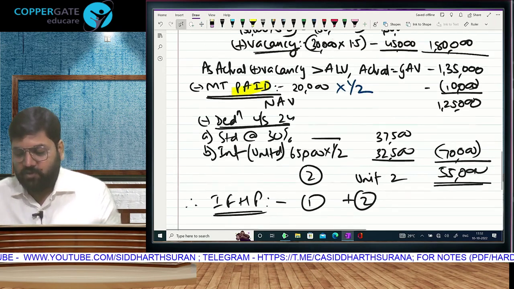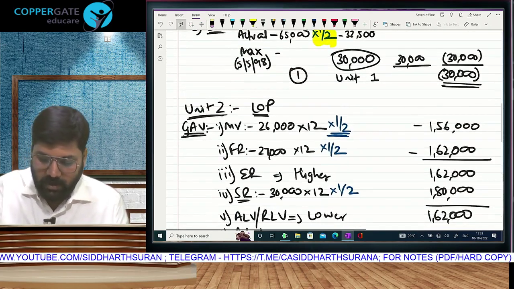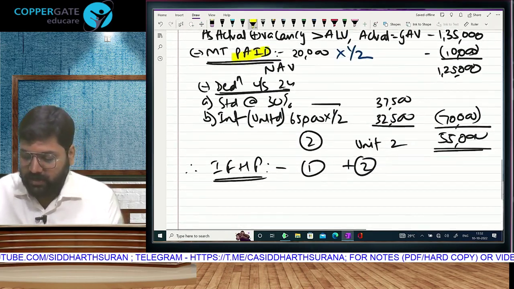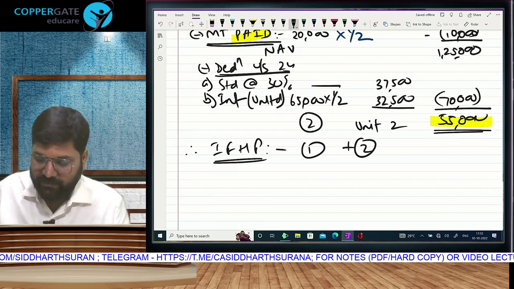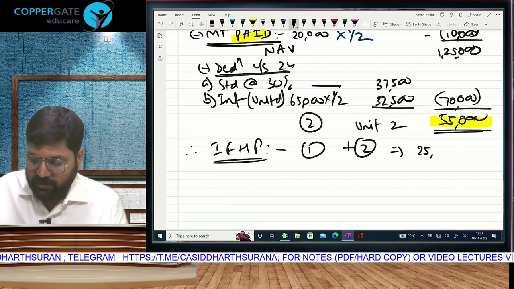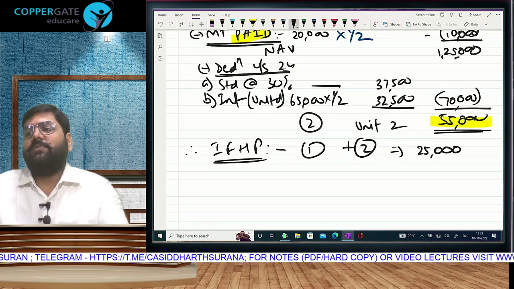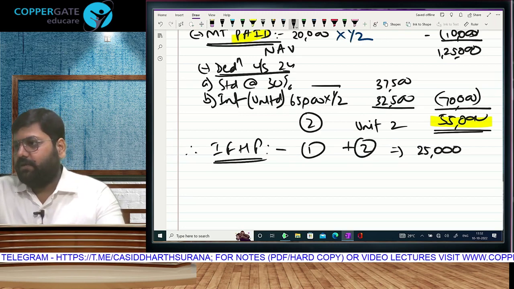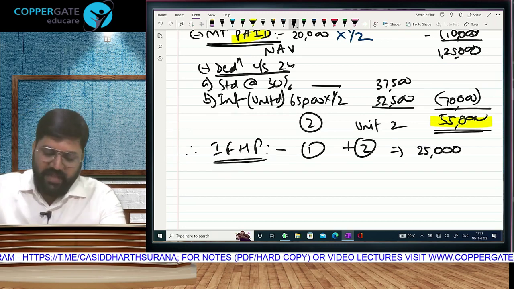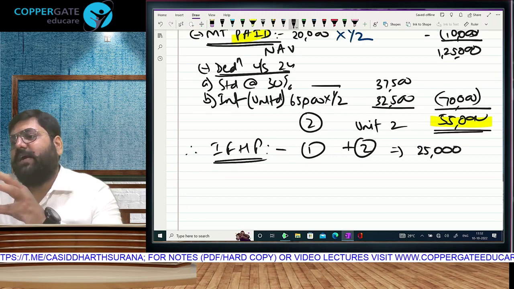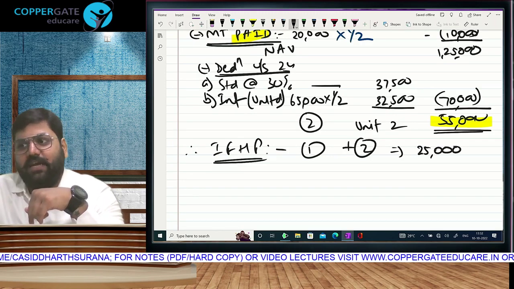1 was SOP. In SOP, what did I get? Negative 30. Negative 30 plus positive 55. Effectively, 25,000 will be your taxable income from house property. Is this clear? Yes. This sum also summarizes the entire chapter, but not in as much detail as that next question will do.